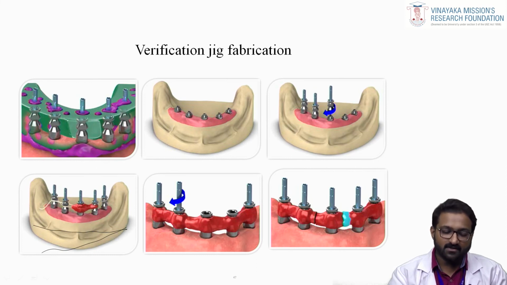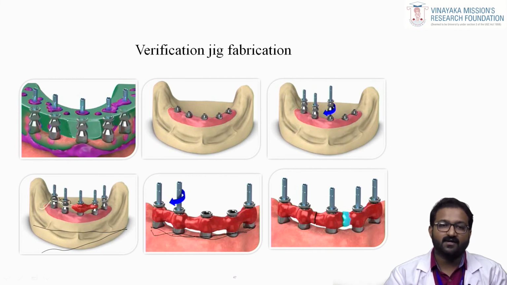A floss is tied on to the open tray transfer coping in the figure of 8 method, and then on top of it a pattern resin is applied. And then the verification jig is sent to you like this. You all can see, right? The verification jig is sent to you like this, and then you have to check the verification jig with the help of a Sheffield test.